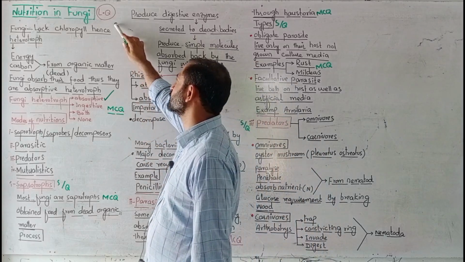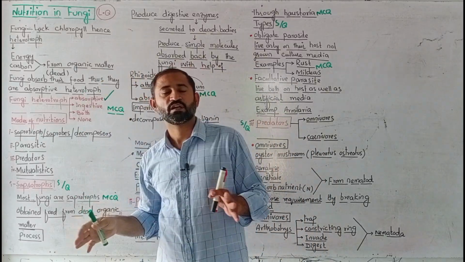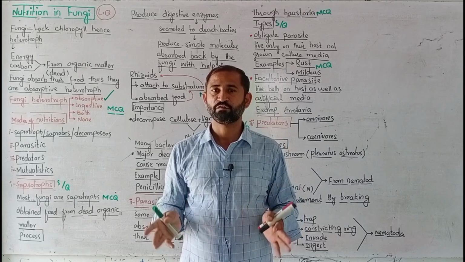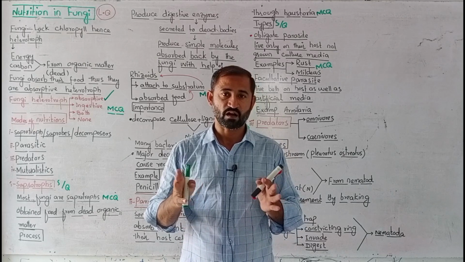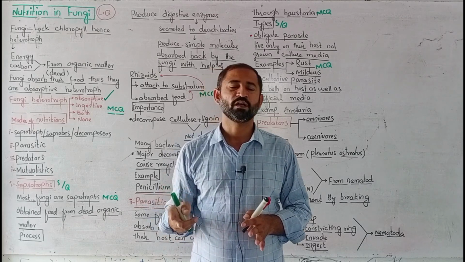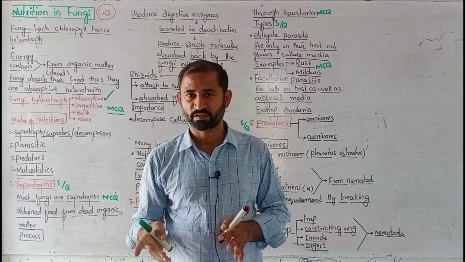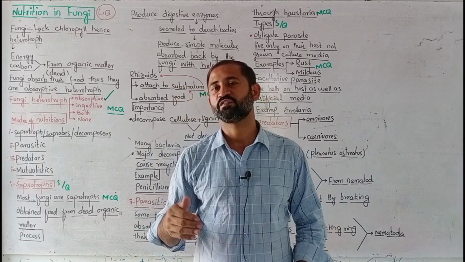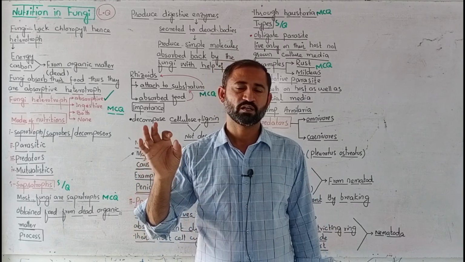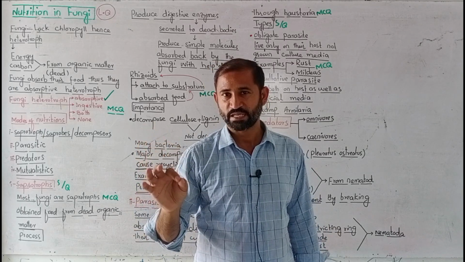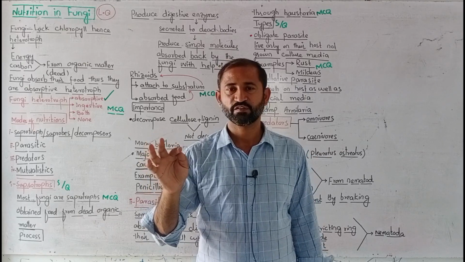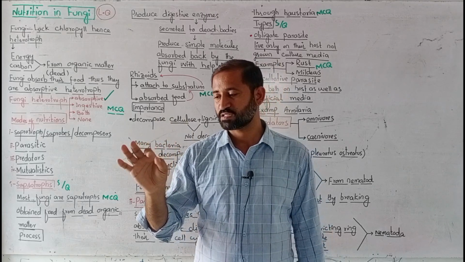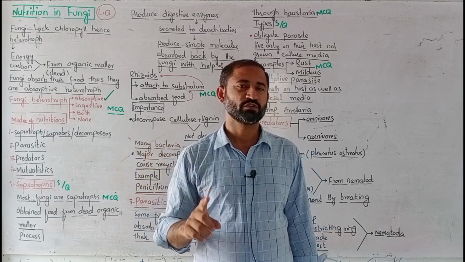This is a long question, but in the exam it is not written in such a way that all four different methods are asked. Only one or at most two methods of nutrition may be in your question paper. Maybe it is in the form of explaining nutrition in fungi as decomposers and parasitic, or parasitic and predator, or only mutualistic association.